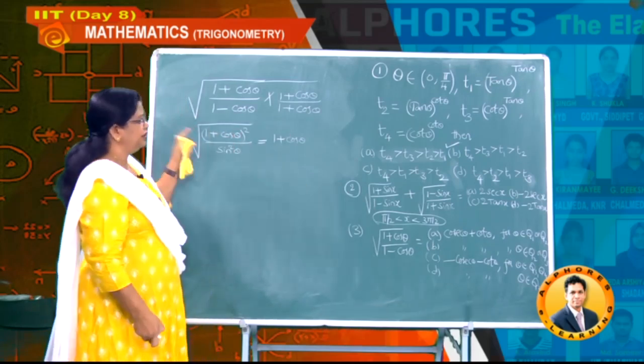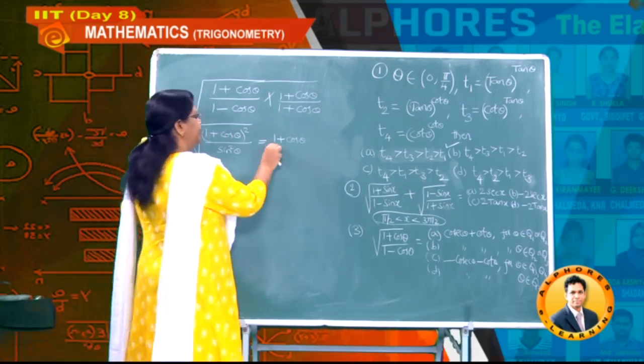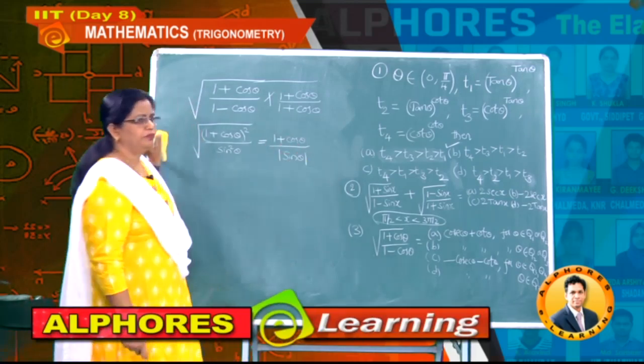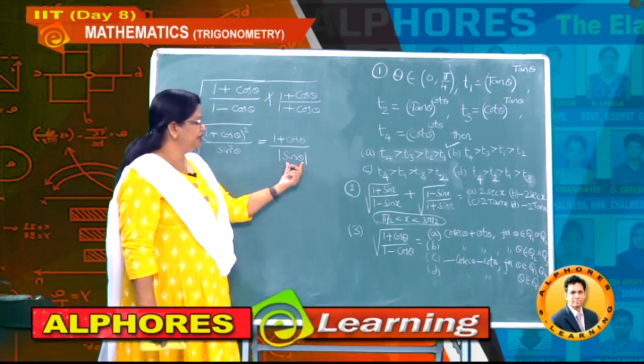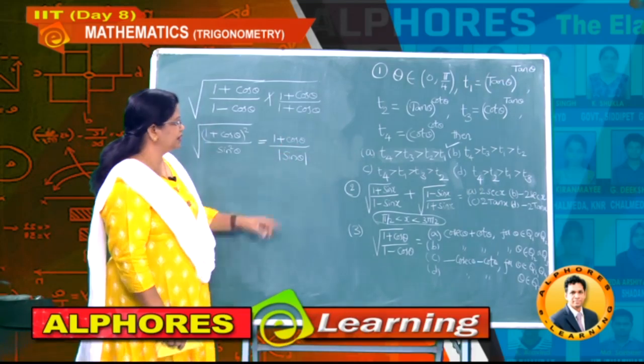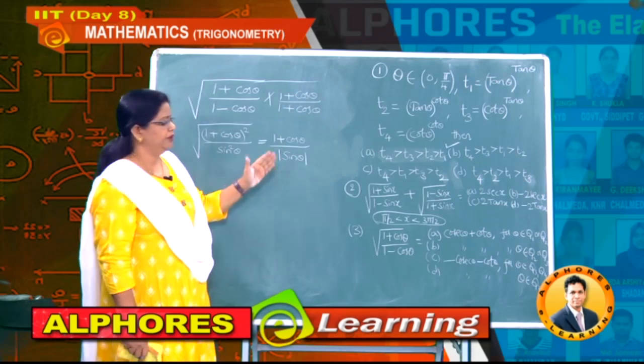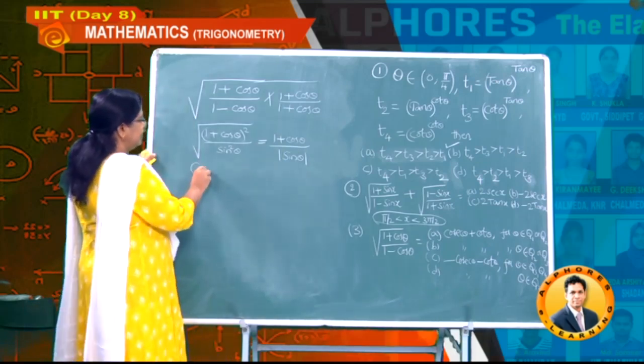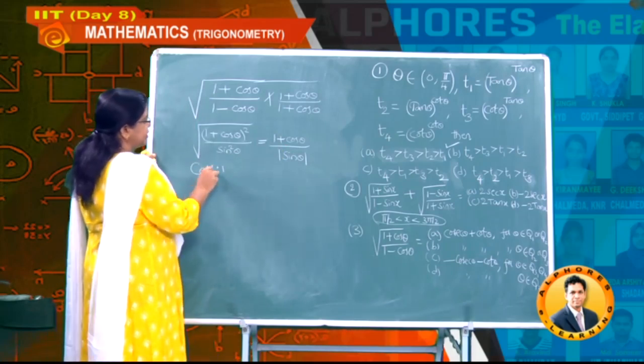Now what about the denominator? Here this is mod sine. Understand? Mod sine. Now what about this mod sine? So sine, where is it positive? In the first quadrant and second quadrant. Therefore we write case 1. Understand?